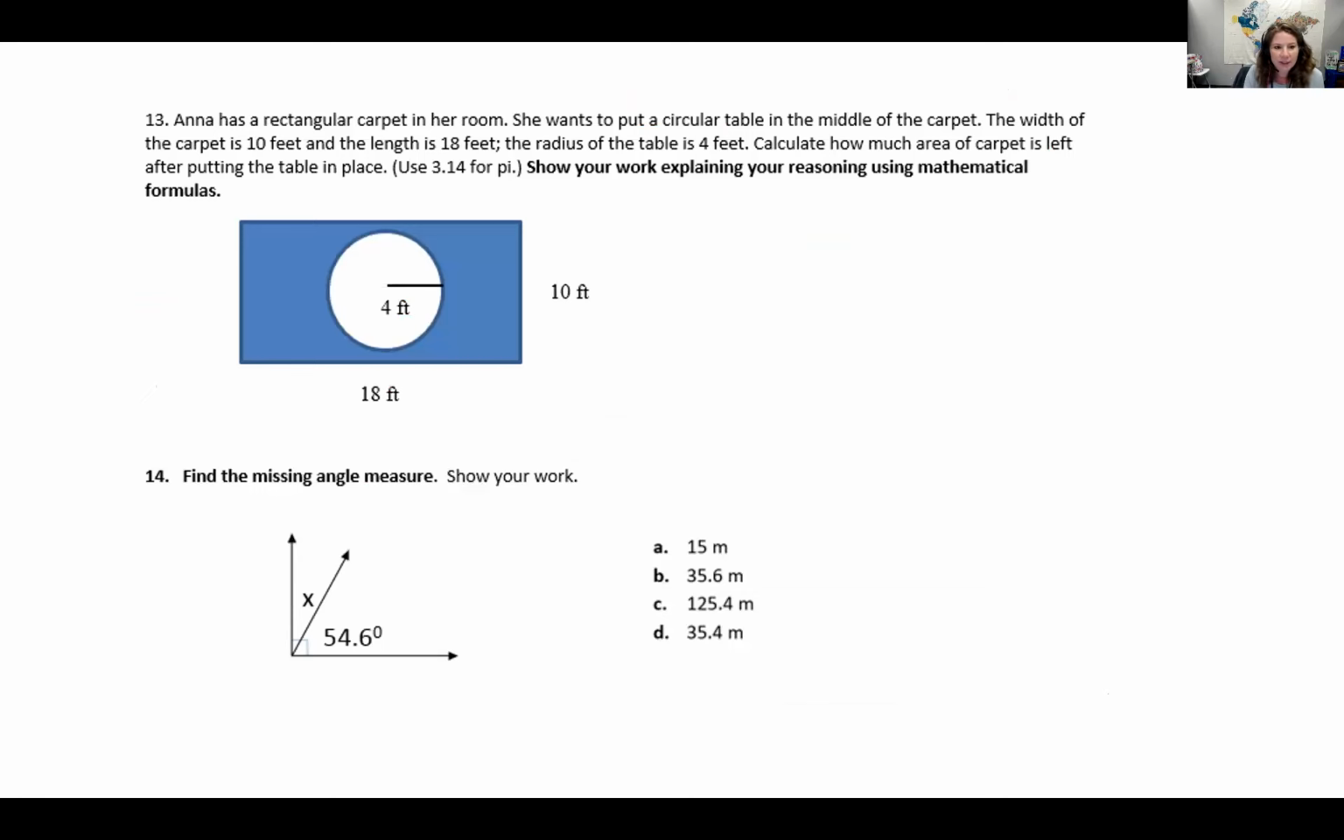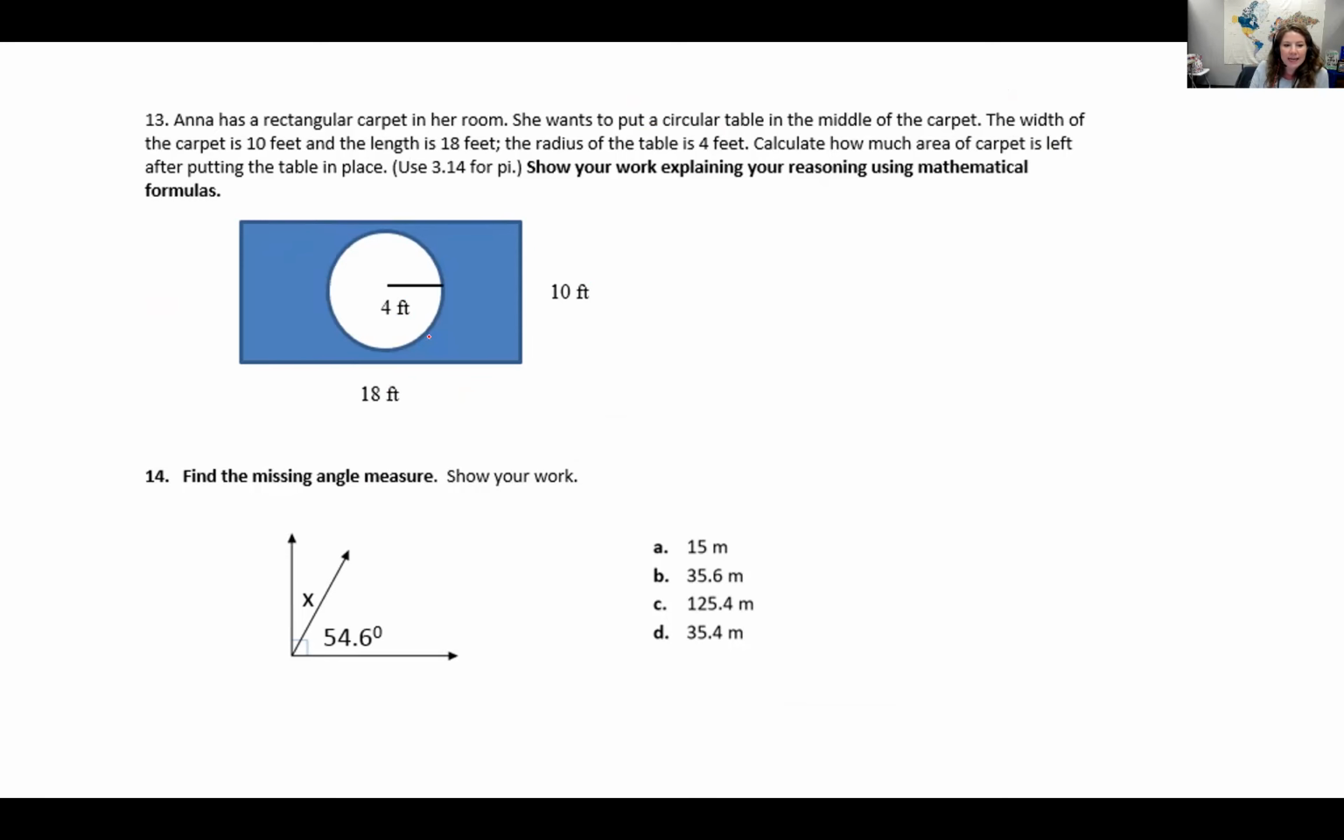Number 13. Anna places a rectangular carpet in her room. She wants to put a circular table in the middle of the carpet. The width of the carpet is 10 by 18. The radius of the table is 4. How much carpet would be left? How much carpet's going to be showing after we put the table there?